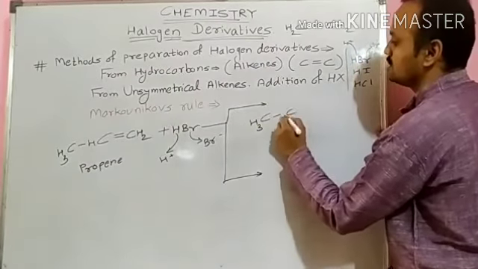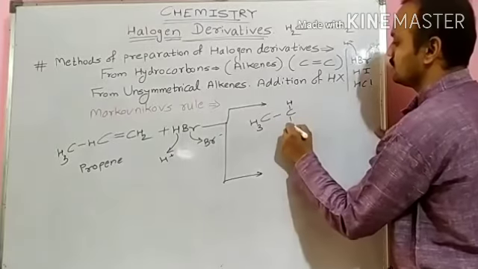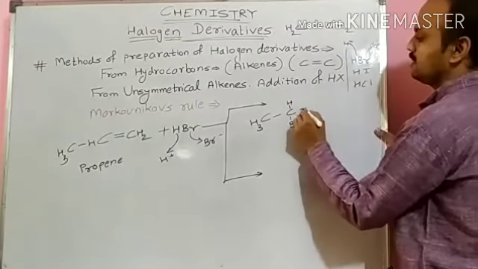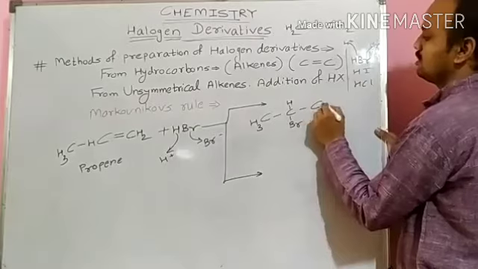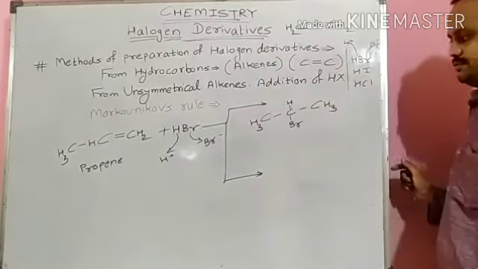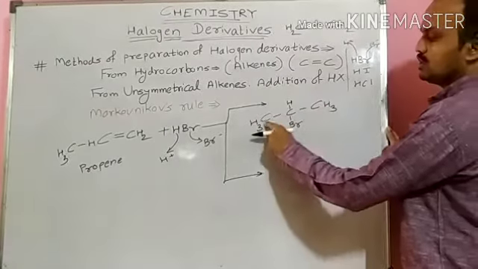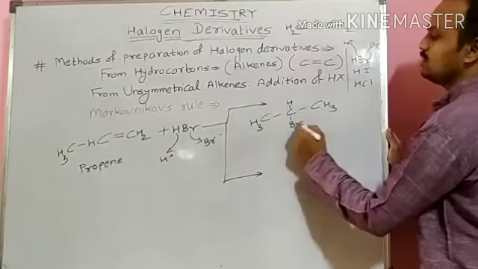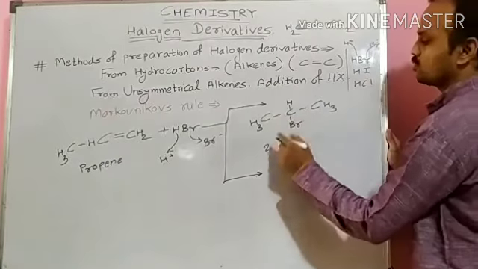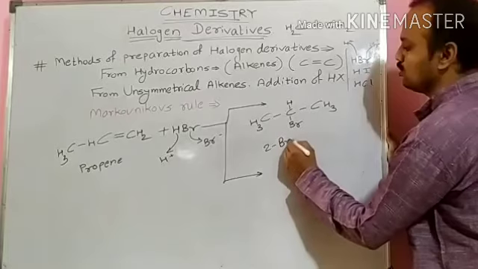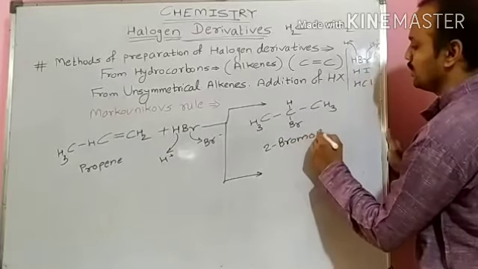CH3 CH Br CH3. Numbering 1 2 3, the second carbon atom contains bromine, therefore 2-bromopropane.